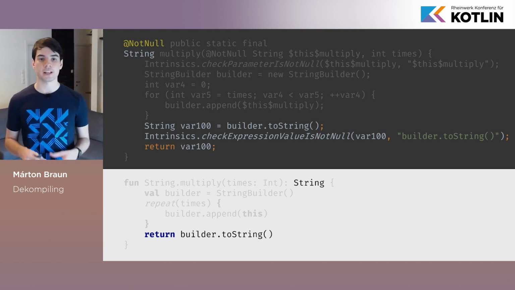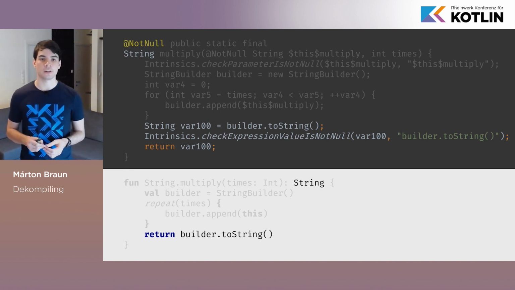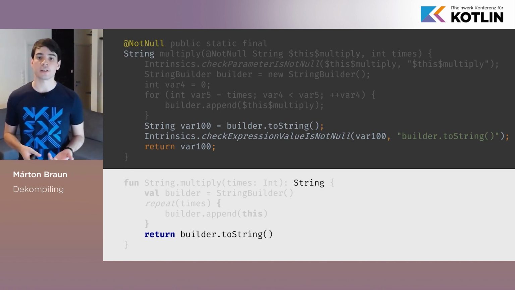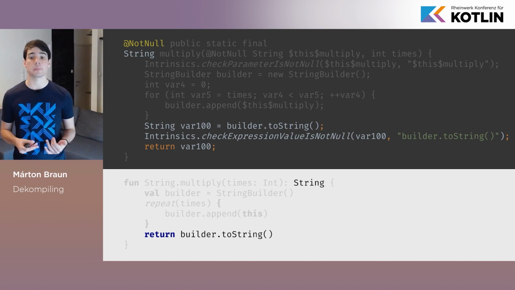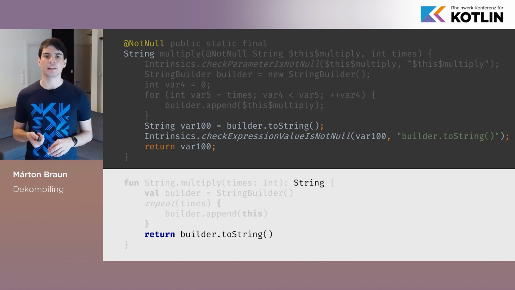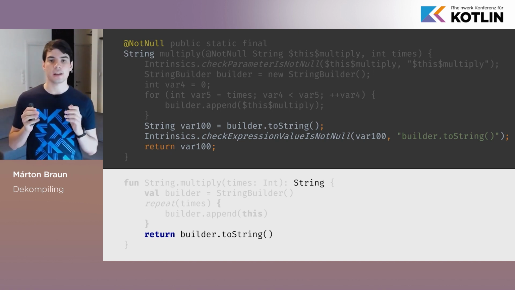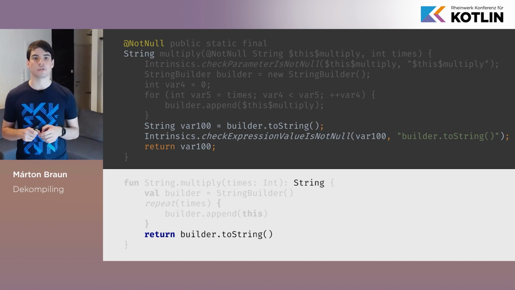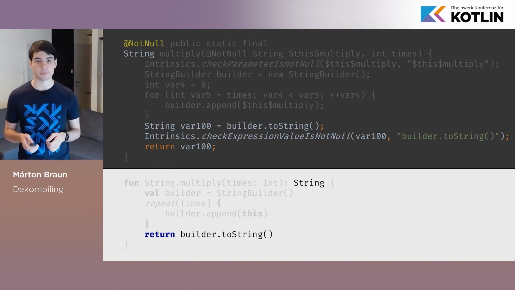So to avoid breaking the contract of our function and accidentally returning a null, the compiler injects this intrinsic null check here, and it will just throw an exception instead of returning from the method if the StringBuilder API doesn't behave nicely. You may also spot that the expression itself that's being returned, so builder.toString, is being passed in as a string into this intrinsic check. So if this somehow fails, you can of course expect a very nicely worded exception message.